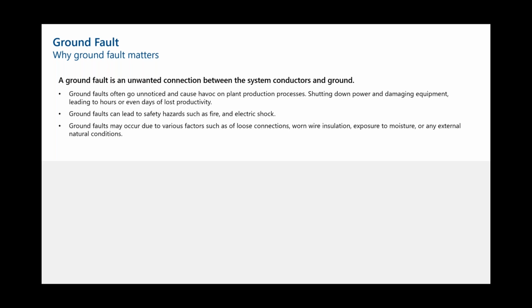Ground faults can lead to safety hazards such as fire and electrical shock, and they're typically caused by loose connections, worn wire insulation, exposure to moisture, or any external natural condition, such as the environment. In some cases, along the coastal lines, you may see the impact of salt that would damage or wear down insulation faster than in normal conditions. Even in certain cases far up north, we could see the impacts of very cold weather and lack of humidity cause issues for electrical equipment.